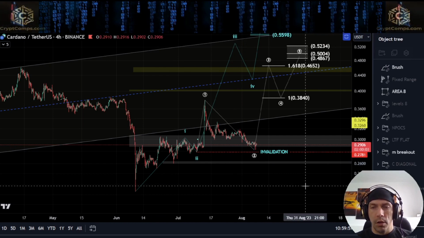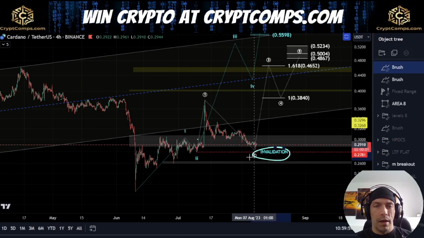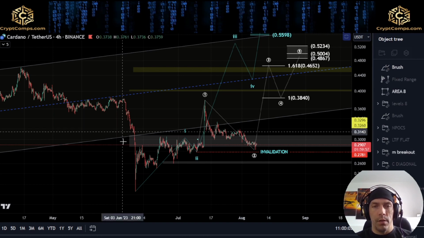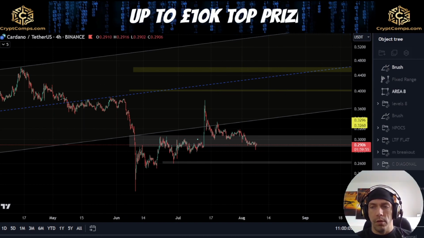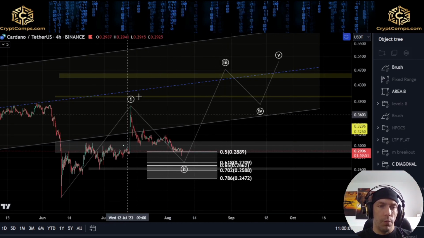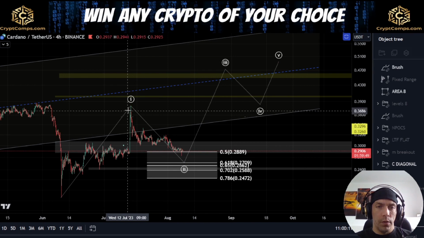Invalidation of this comes by crossing this 2781, and it's looking quite likely to invalidate, so we're going to have to keep an eye on that. But effectively, it is still a possibility here. Alternatively, what we could have is something along these lines where we're forming this as wave 1. We're looking for this as a wave 2.